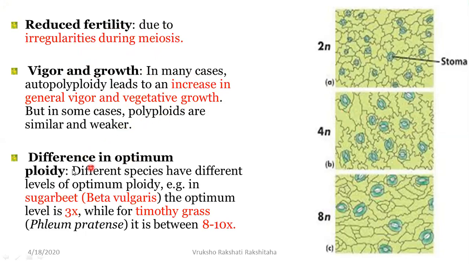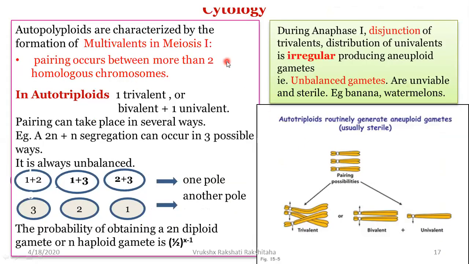Now, what is the difference in optimum ploidy? It is found that different species have different levels of optimum ploidy. For example, in Beta vulgaris, that is beetroot, the optimum ploidy is 3x. Whereas for the Timothy grass, Phleum pratense, it is between 8 to 10x. Now let us discuss cytology in case of autopolyploidy. Autopolyploids are characterized by the formation of multivalents in meiosis I. And also, pairing here occurs between more than two homologous chromosomes.